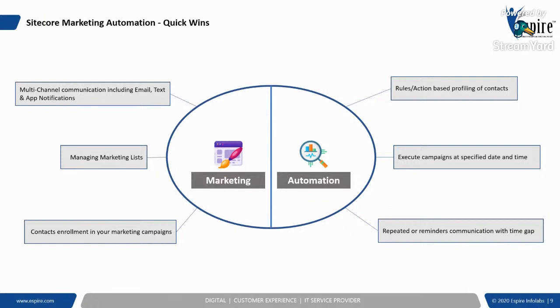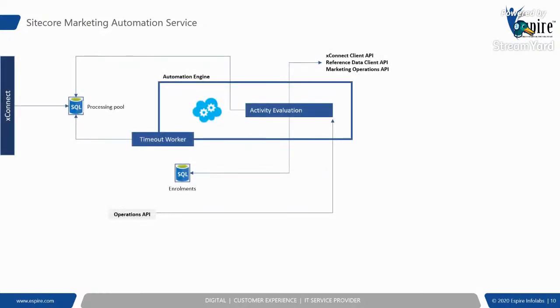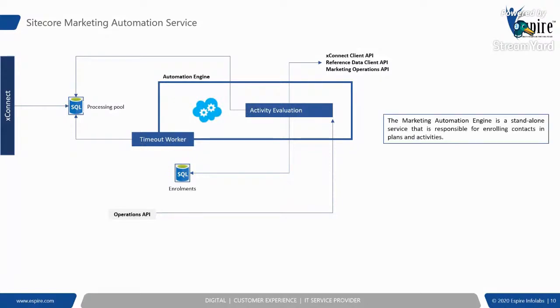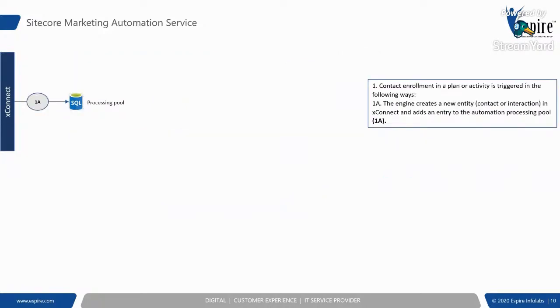So maybe I'll take a pause and hand over to Raman to show how the marketing automation works from the back end. You might all have seen it's a service in your Sitecore implementation, or if you're a developer, you might have seen it as a Windows service. If you are running it in a PaaS setup, you might have seen it's a web job running in your Azure as well, right? So it's a standalone service. Maybe over to you, Raman, to give some deeper insight about the automation service.